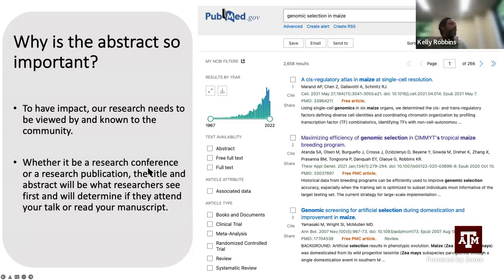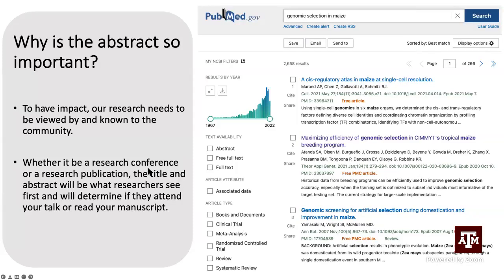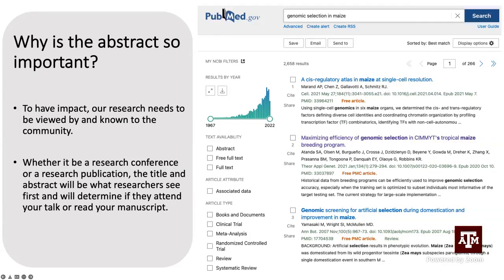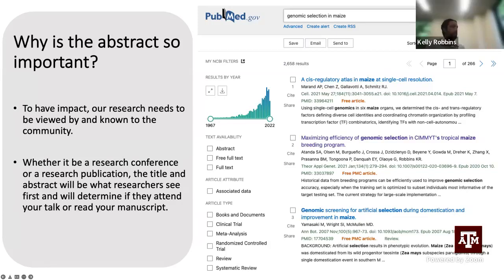All right, so why is the abstract so important? The key with an abstract is that, if we're talking about a research paper, it's one of the first things people are going to see. And it impacts a lot of things. Here I have a not very good search entered into PubMed that's brought back some articles. And so, for starters, the title of your paper or your manuscript.